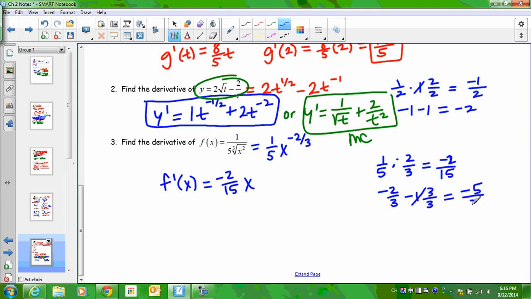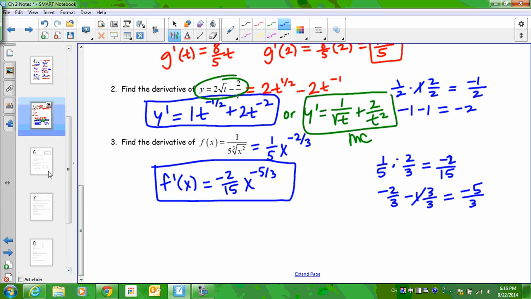That gets you negative 5/3. Okay? It's better that you do the work over here and get the right answer than if you get a wrong answer because you didn't do your subtracting correctly.